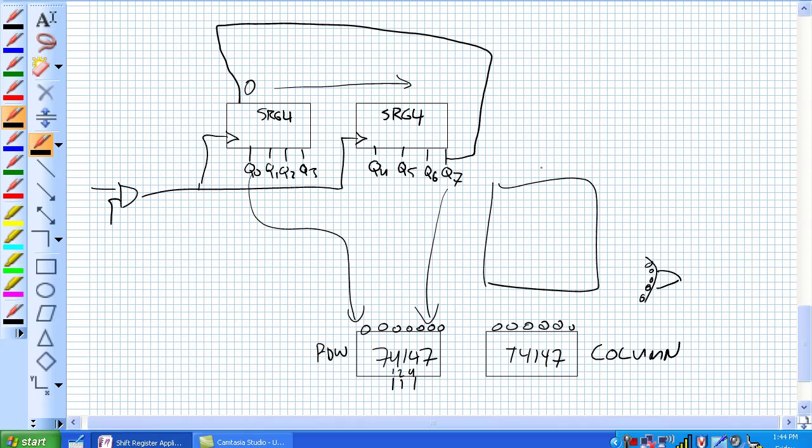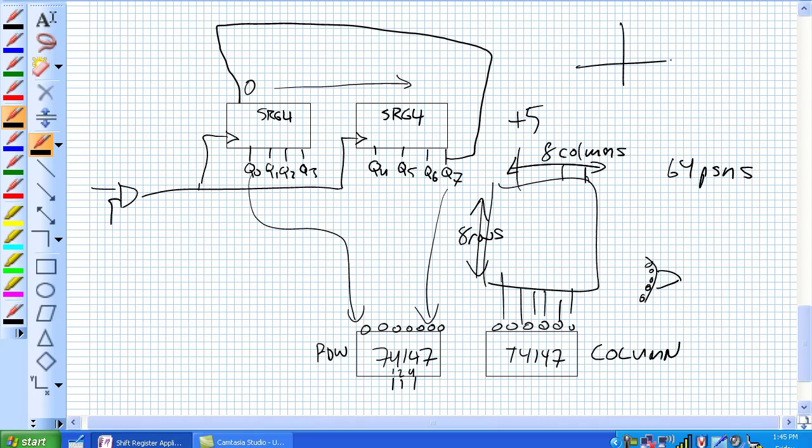Basically, with 8 rows and 8 columns, you can have 64 positions. And what's happening is the column is always hooked up to +5. Okay, and in between, there's no overlap there. A row and a column, the intersecting row and a column.